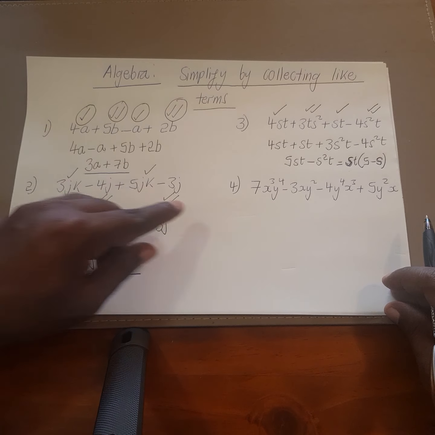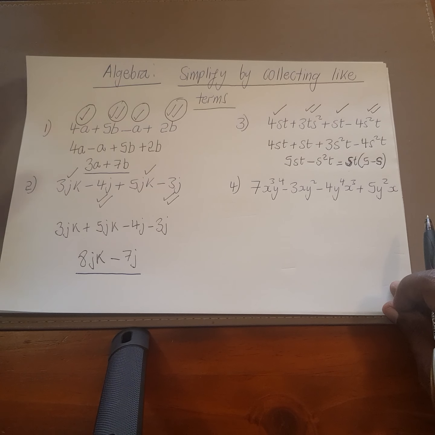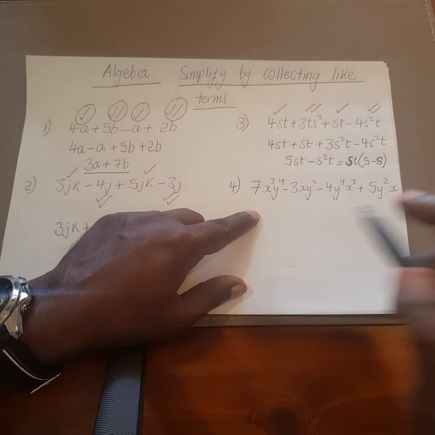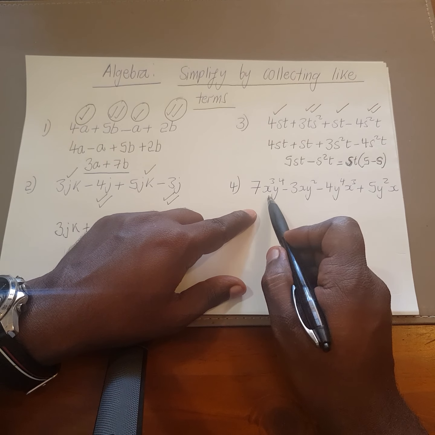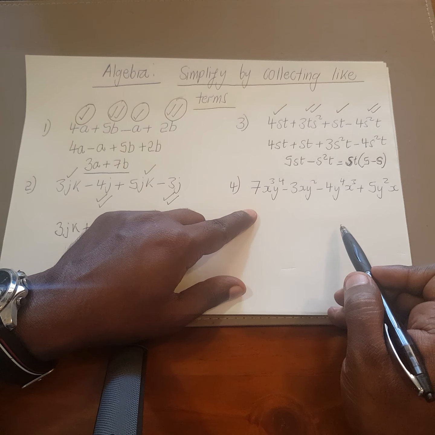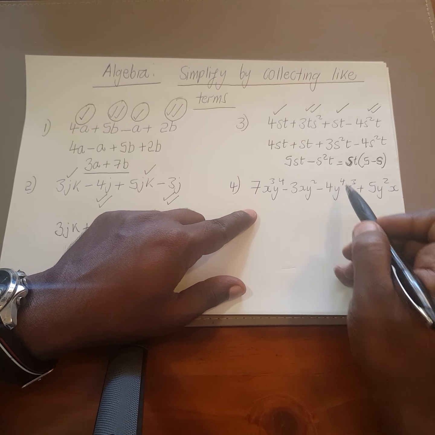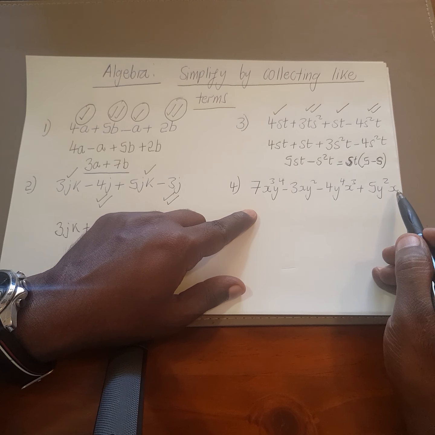All right, now let's look at question number 4. Slightly more complex, but we're still following the same thing. All right, I'll read it out loud. 7x cubed y to the power 4 minus 3x y to the power 2 minus 4y to the power 4 x to the power 3 plus 5y to the power 2 x.